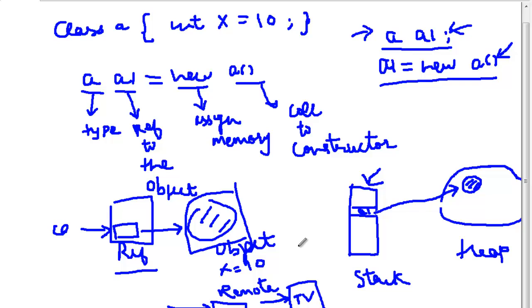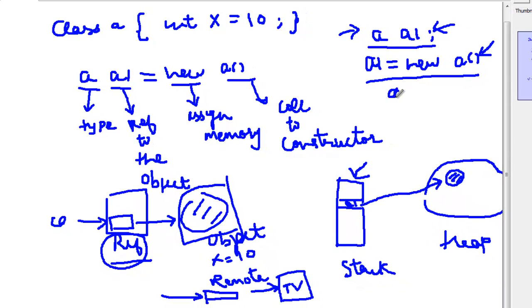So anything we need to manipulate with the object, we need to do through the reference. So reference is the one and only way to reach out to an object. In case we don't have any reference to an object, we cannot reach out to this object. Suppose I say a1 equal to null.